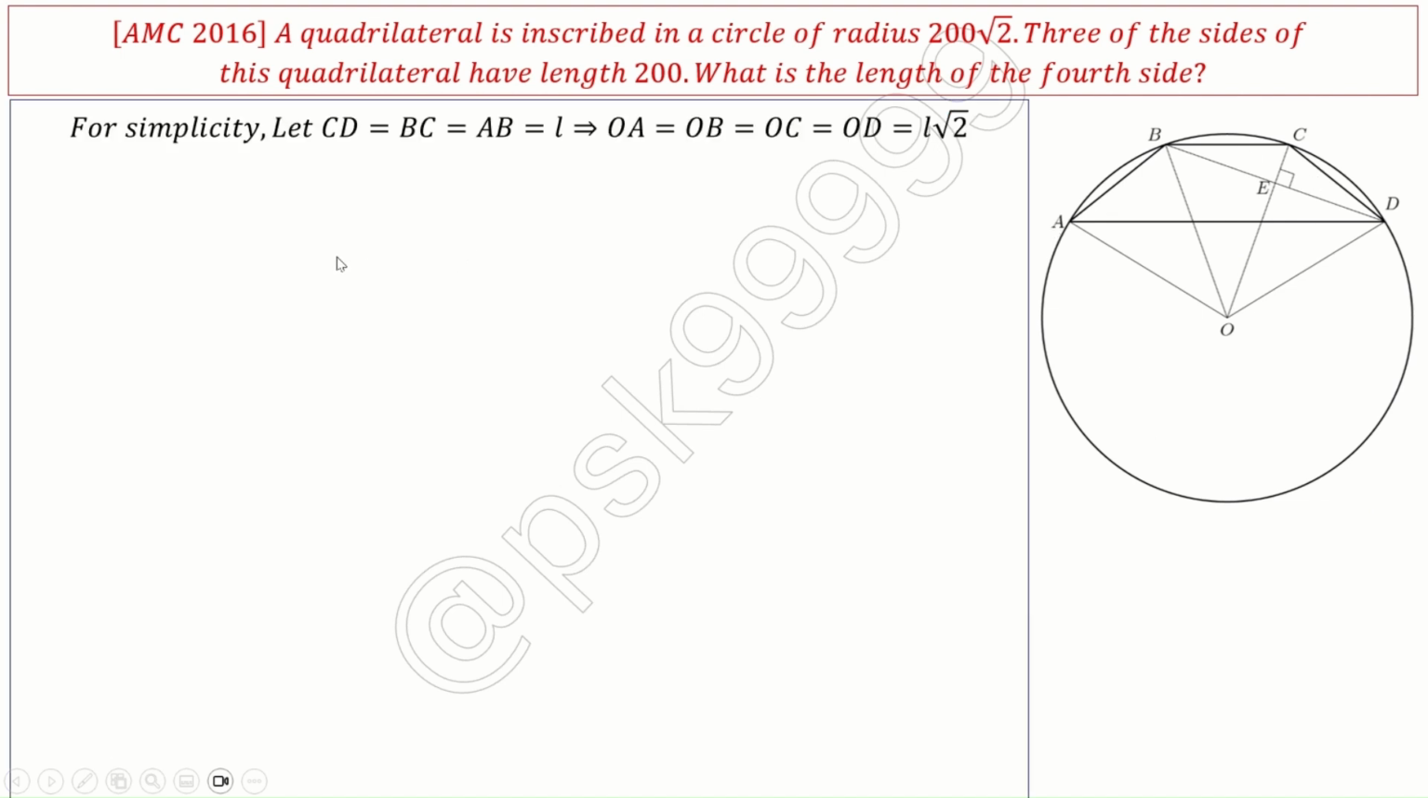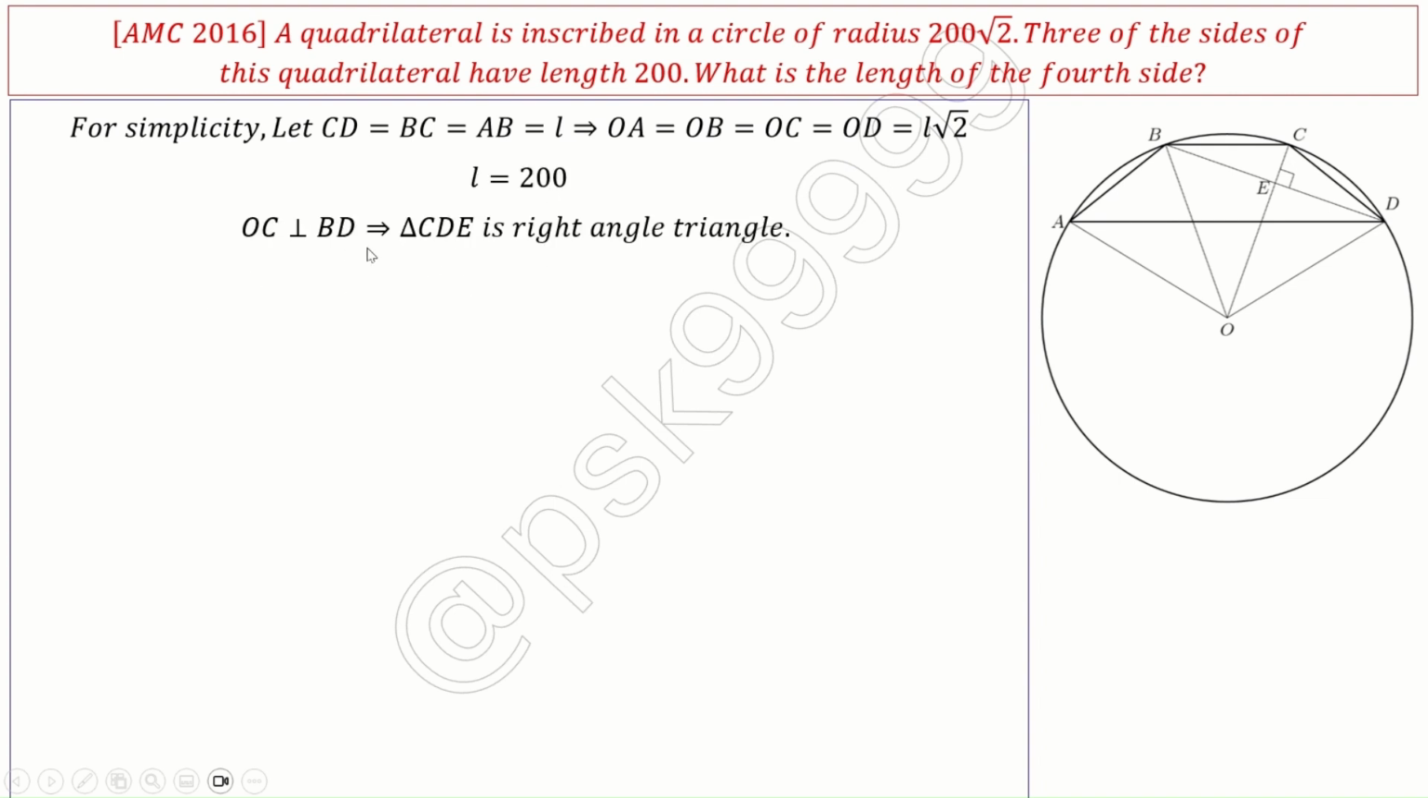Now let's go. For simplicity, I'll take each side as L, and the radius as L root 2, because I don't want to write 200 root 2 every time. I want to give a general solution. If it is L, then the radii OA, OB, OC and OD are all basically L root 2. L is 200, obviously.